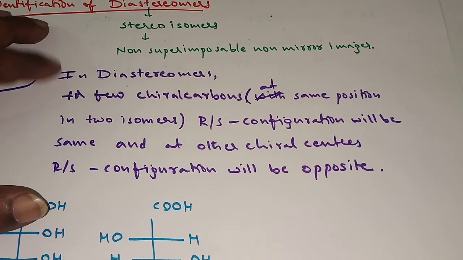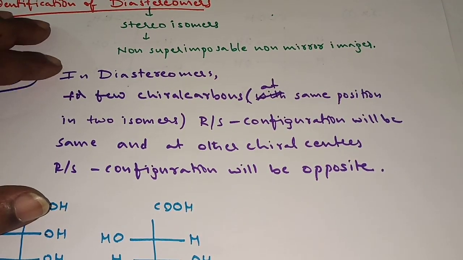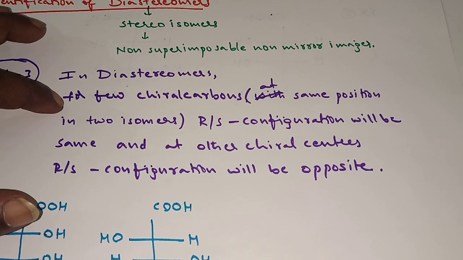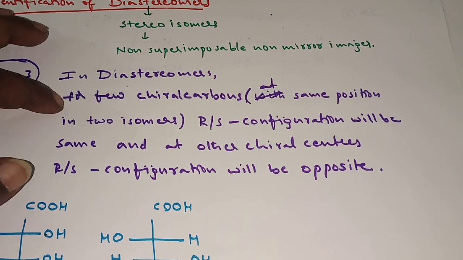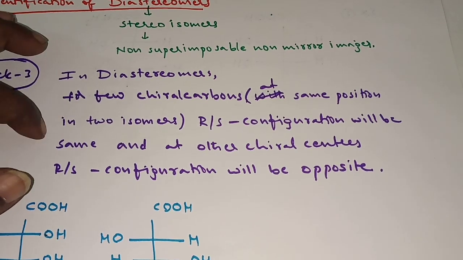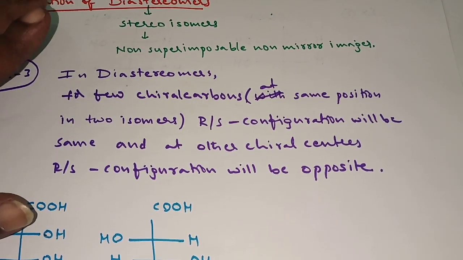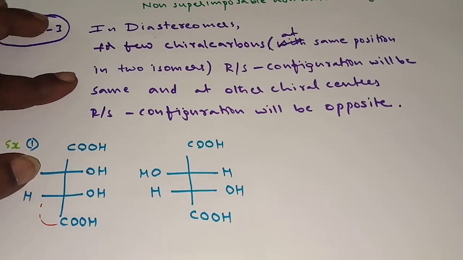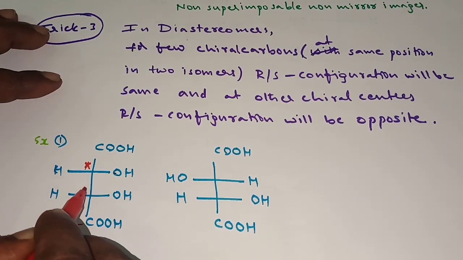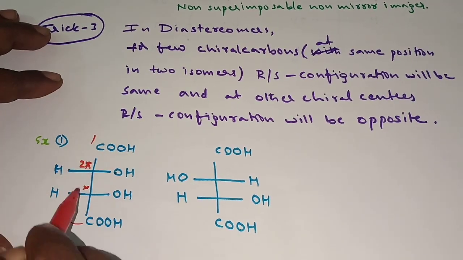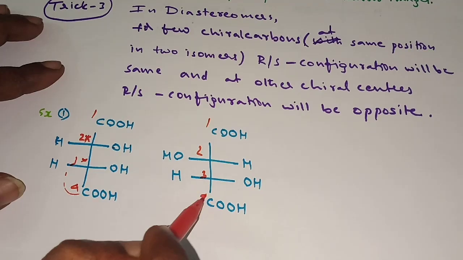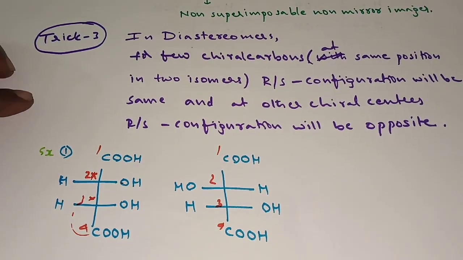In the case of diastereomers, for a few chiral carbon atoms at the same position in the two isomers, the RS configuration will be the same, and at other chiral centers the RS configuration will be opposite. For example, if you see this molecule, let's see how to assign the absolute configuration. This is the second carbon. Give the numbering 1, 2, 3, 4. Here also give the numbering 1, 2, 3, 4, and assign the absolute configuration. How to assign the absolute configuration?